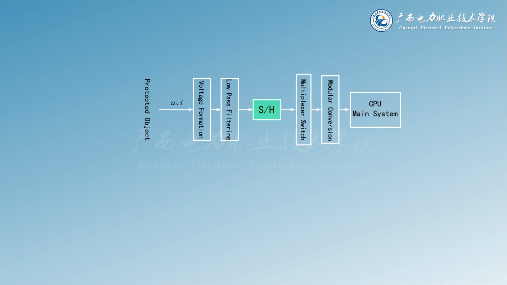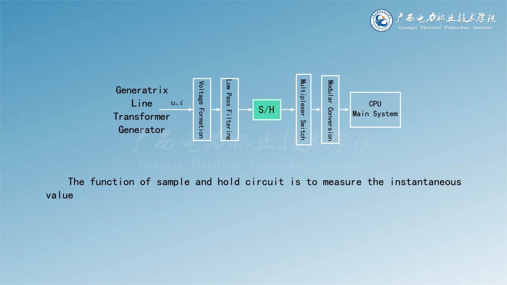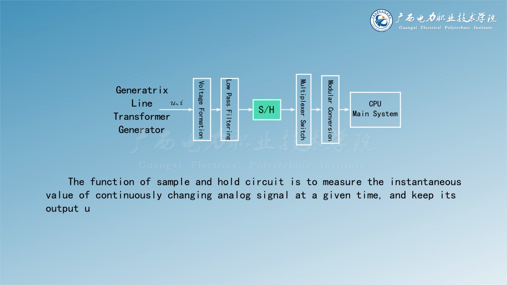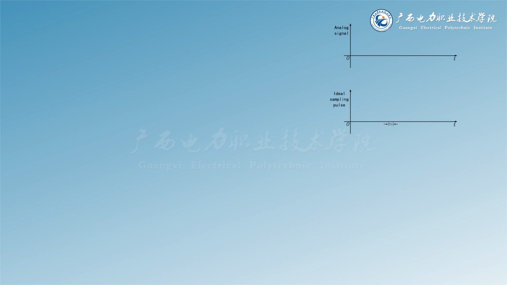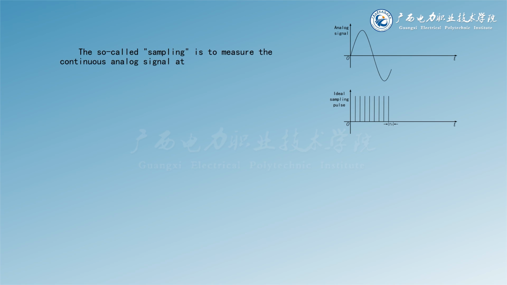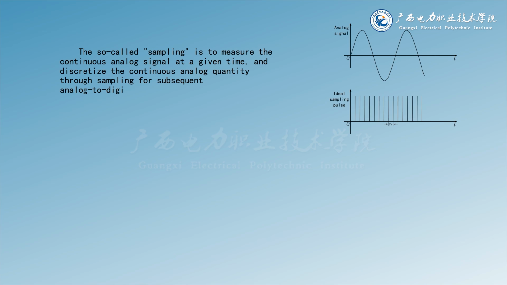The 4 current converters are respectively used for input conversion of the line 3-phase currents IA, IB, IC, and the zero sequence current 3I0. The function of the sample and hold circuit is to measure the instantaneous value of the continuously changing analog signal at a given time, and keep its output unchanged during analog to digital conversion. The so-called sampling is to measure the continuous analog signal at a given time, and discretize the continuous analog quantity through sampling for subsequent analog to digital conversion.